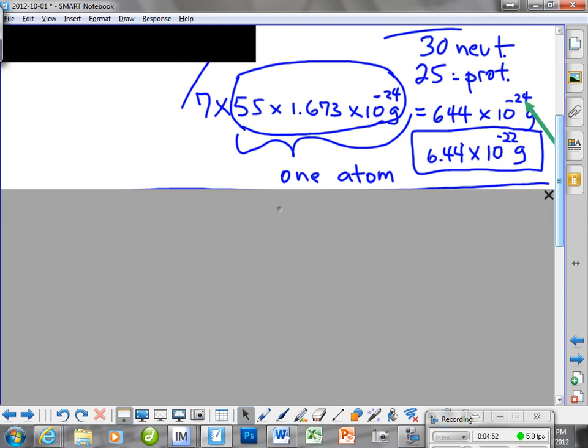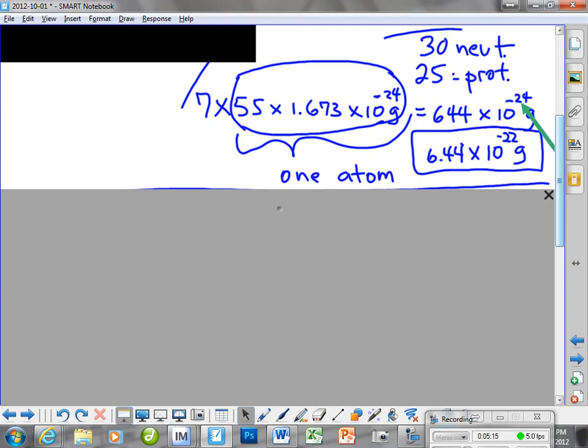If you do that on your calculator, you'll probably get it wrong. I've seen people that really know how to do the powers of 10, and when they get on a test, they just mess it up. So I recommend using my method, which is keeping these two separate. Use your calculator for this number, and then deal with the scientific notation when you're done.